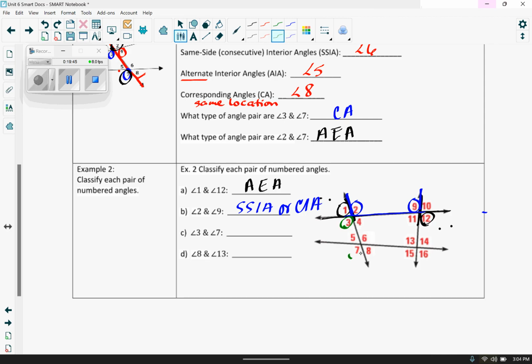3 and 7, they're in the same location, right? This cluster and this cluster, same location. So they're going to be corresponding angles. And 8 and 13. Here's 8 and 13. They're between these two lines, and they're on the opposite sides of the transversal, so they're diagonal from one another. So they're alternate interior angles. Your assignment is the next page.